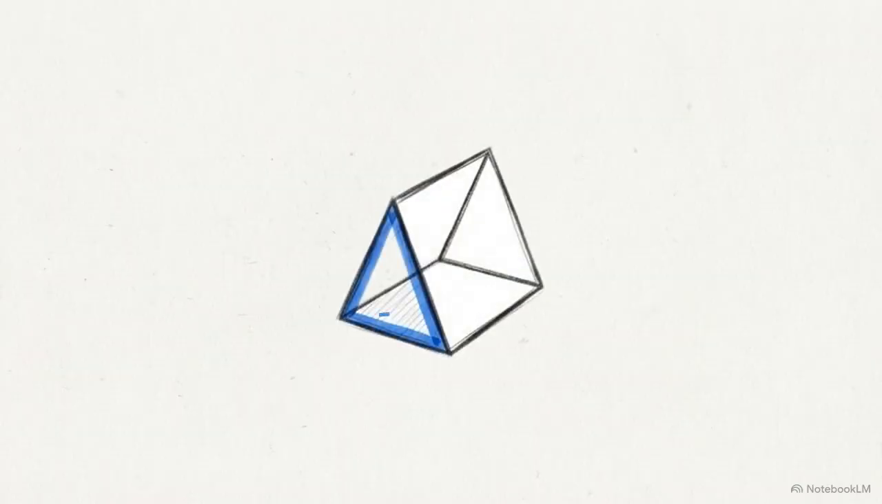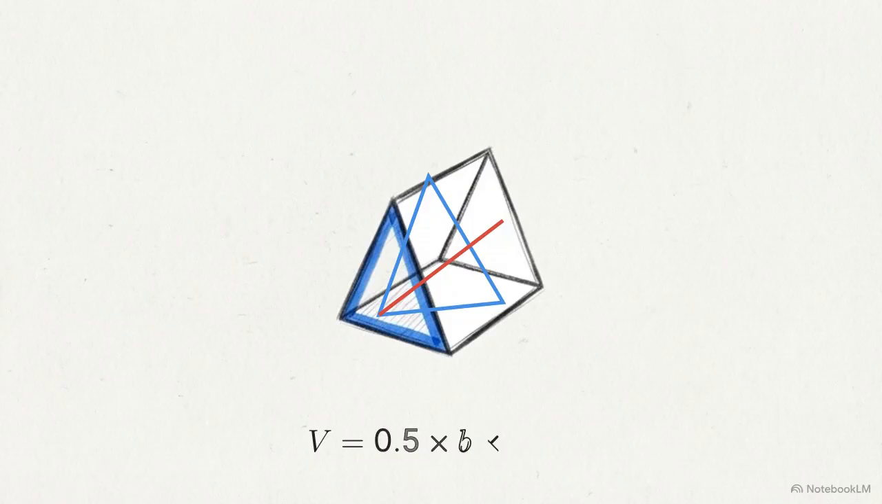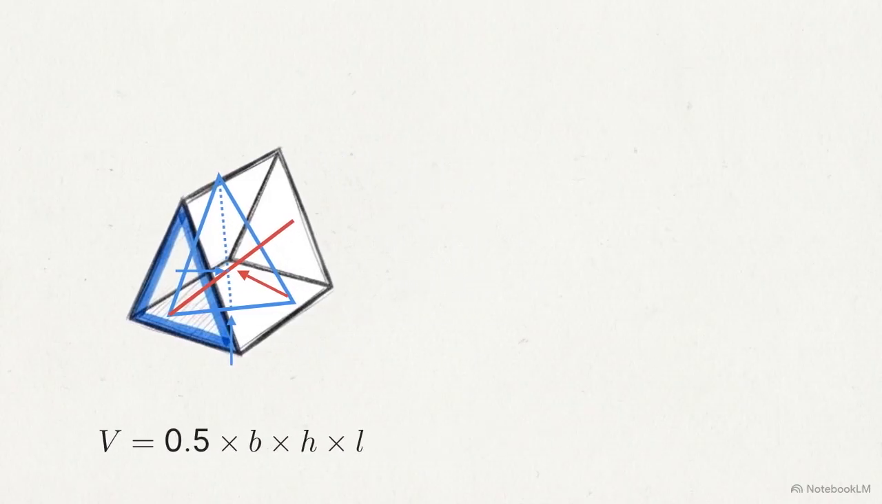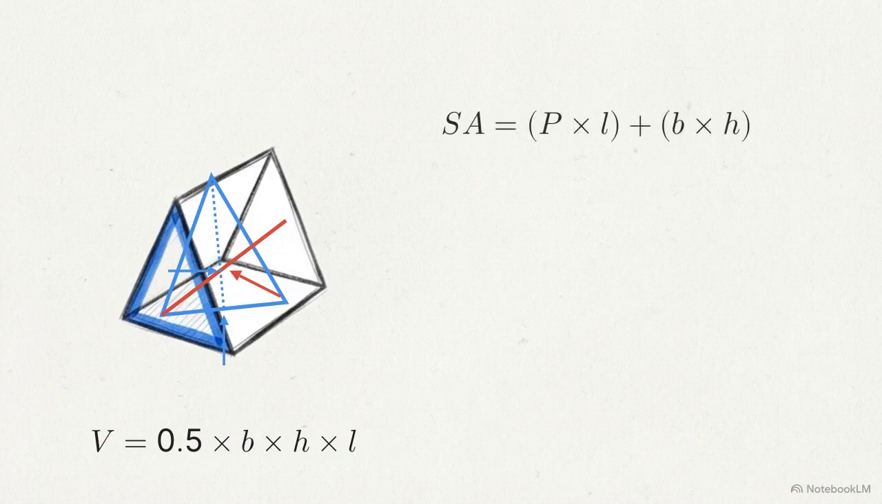Think of this as a front flat triangle that has been stretched backward in space. The volume formula is 0.5 times the base times the height times the length. A common trap here is confusing the 2D triangle's internal height with the 3D length of the whole prism. Keep those numbers separate. For surface area, we can use an efficient formula. SA equals P times L plus B times H.